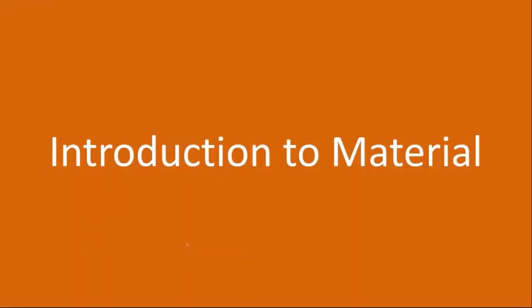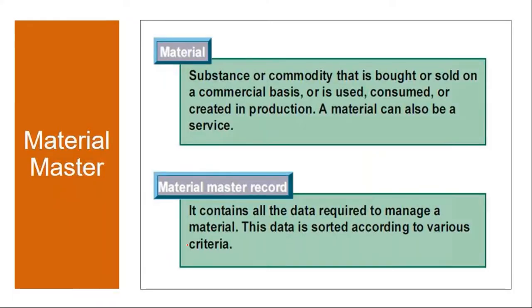So first let's talk about material. What is a material? Basically, a material is a substance or commodity that is bought or sold on a commercial basis or is used, consumed or created in production. A material can also be a service. So basically in the SAP system, a material can be anything.